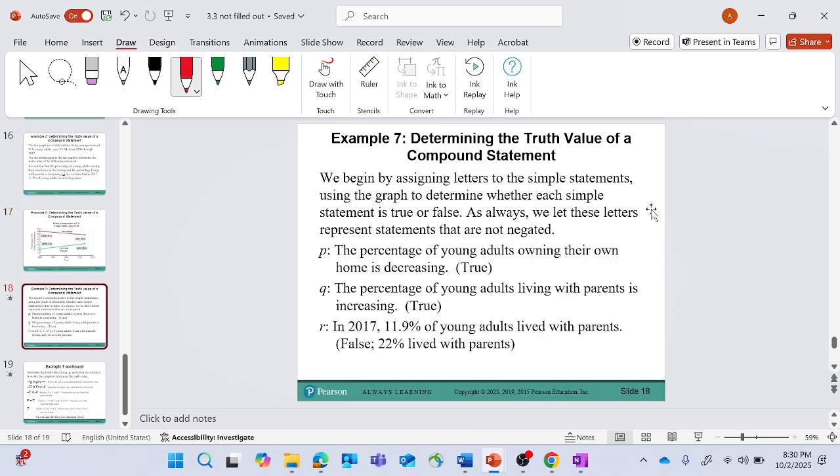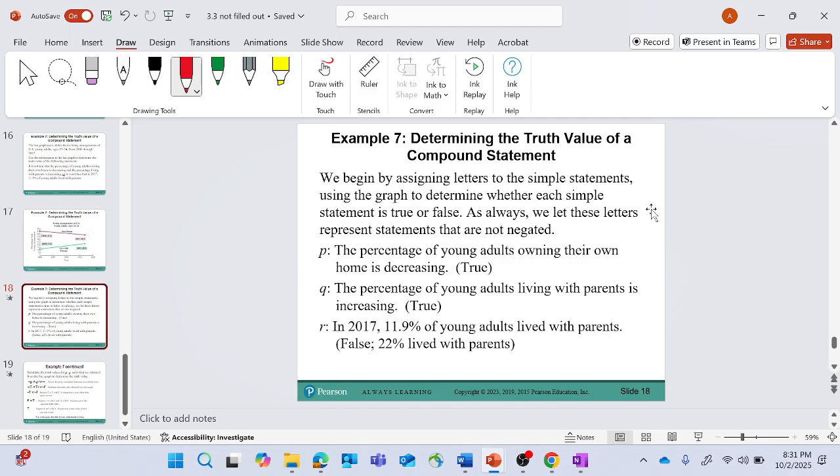So these are the three statements that have true or false truth values. The percentage of young adults owning their home is decreasing. That's true. The percentage of young adults living with parents is increasing. That's also true. In 2017, 11.9% of young adults lived with parents. That's false. So when you're given a statement, if you don't feel like doing the whole table, and I'm sure none of y'all want to do that, what you could do is list out each statement.